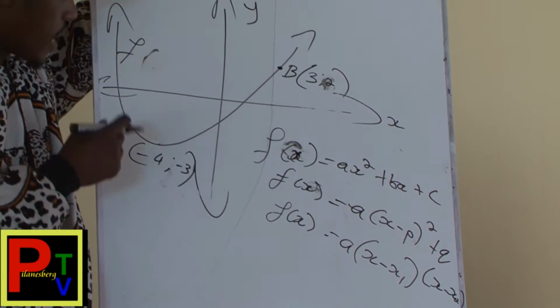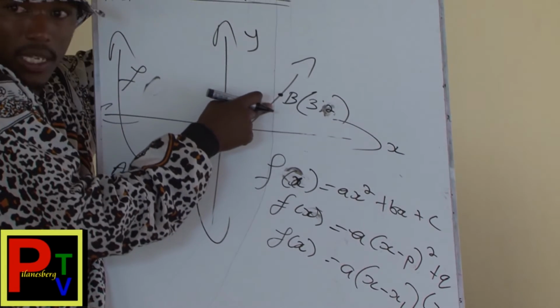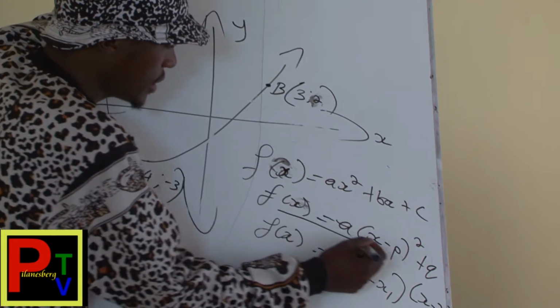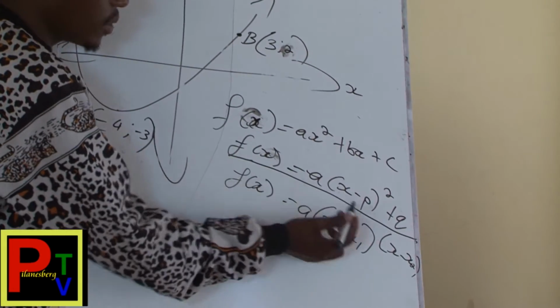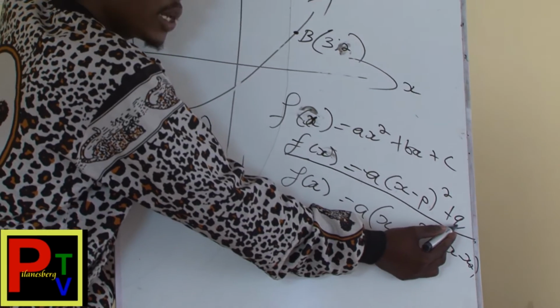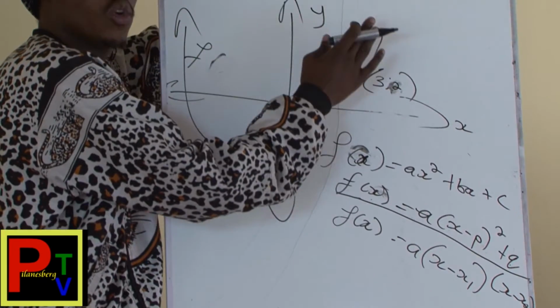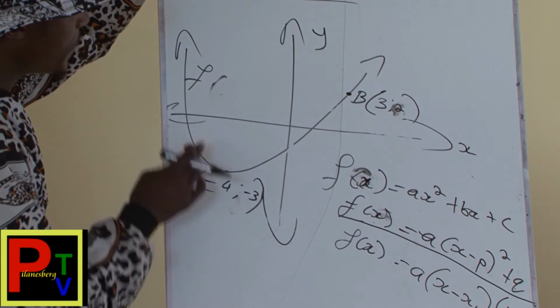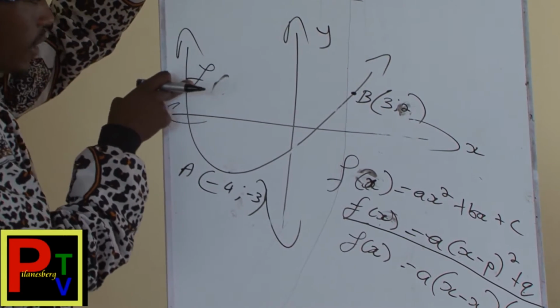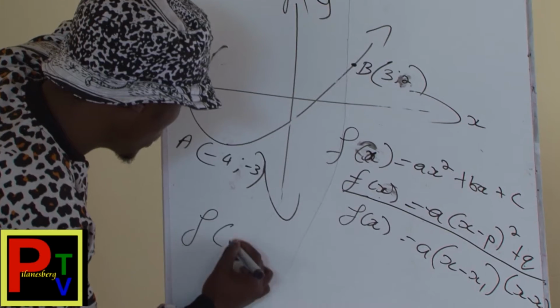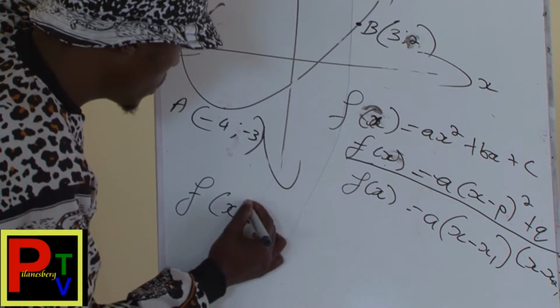If we are given a turning point and any point that lies on the parabola, this is the equation to choose, because p and q give a turning point, then x and y give the point on here. Therefore, they say find the equation of f or of this graph. This is how we do it. We always start by calculating a.